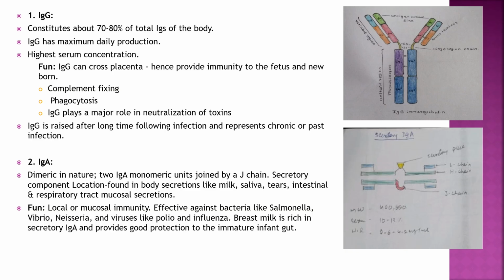IgA is dimeric in nature. It has two monomeric units joined by a J chain and a secretory component. IgA is found in body secretions like milk, saliva, tears, and intestinal and respiratory tract mucosal secretions. Function: local or mucosal immunity. It is effective against bacteria like Salmonella, Vibrio, Neisseria and viruses like polio and influenza. Breast milk is rich in secretory IgA and provides good protection to the immature infant gut.